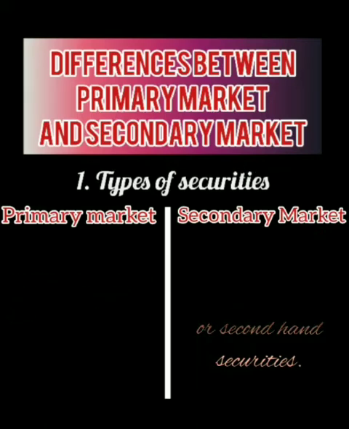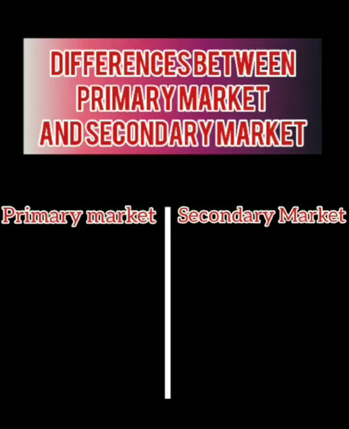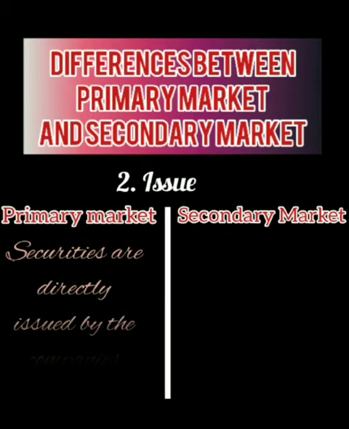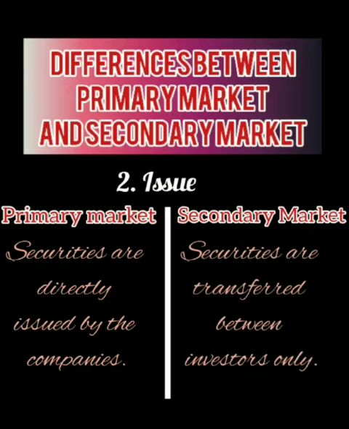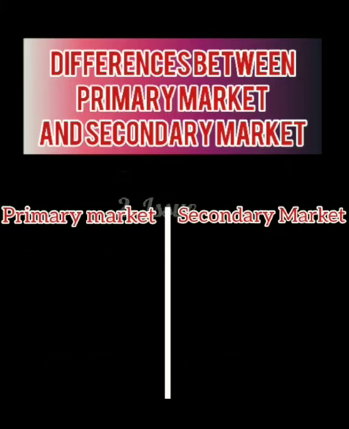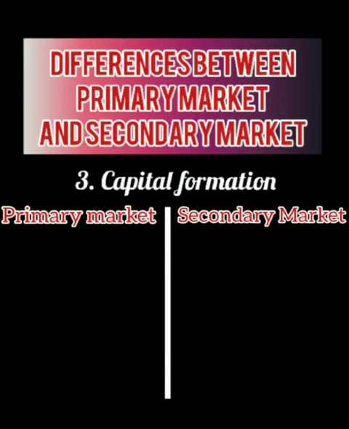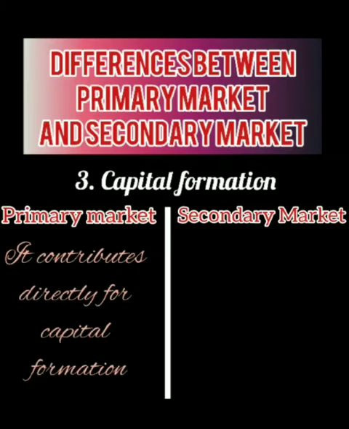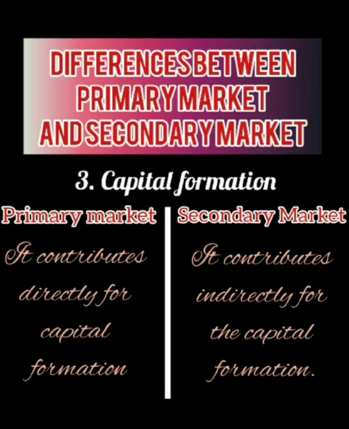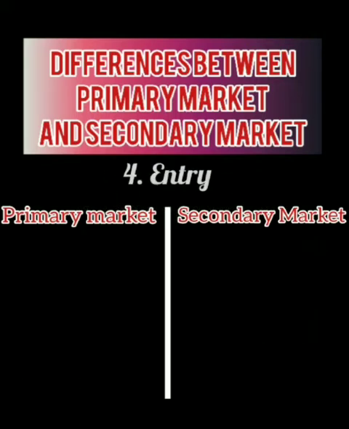second-hand securities. Next is on the basis of issue. In primary market, securities are directly issued by the companies, but in secondary market, securities are transferred between investors only. On the basis of capital formation, primary market contributes directly for capital formation, but secondary market contributes indirectly for the capital formation.